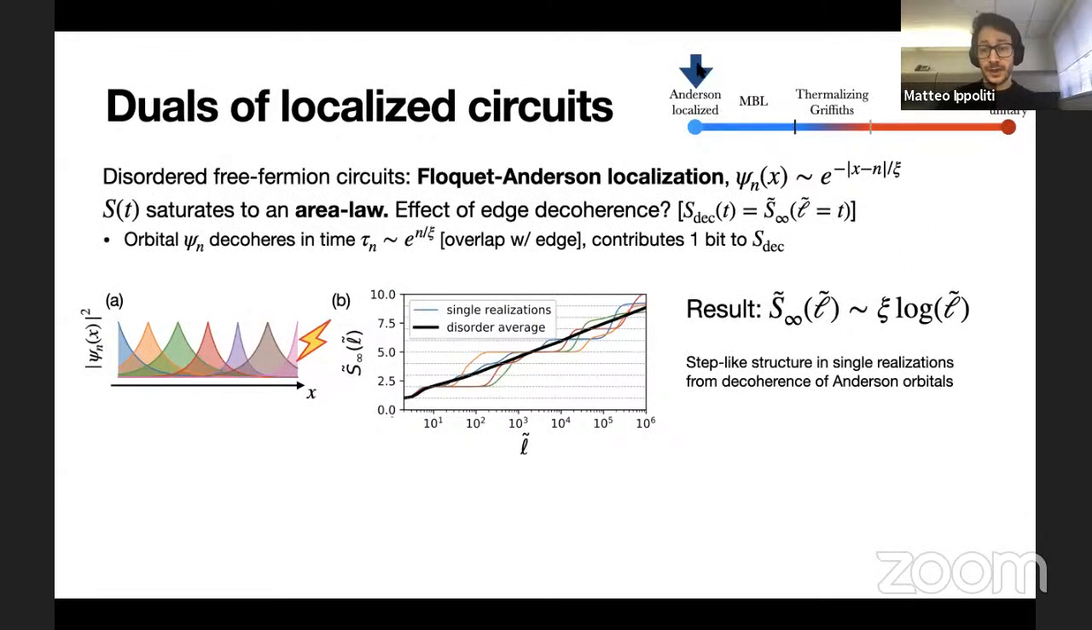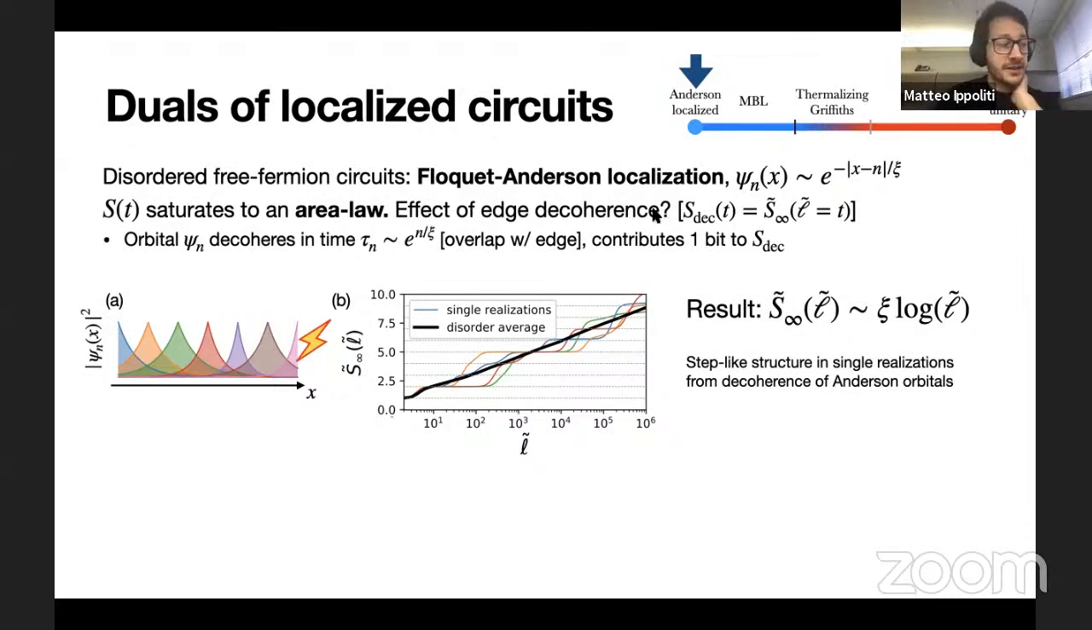Starting from Anderson localization, if you have a circuit that has a free fermion representation and has disorder, you obtain these Floquet-Anderson orbitals, which are just exponentially localized about some site in the chain with some finite localization length psi. And in unitary dynamics, the existence of these orbitals means that your entanglement doesn't grow past a constant, because empty or occupied orbitals do not dephase, and so they never develop any entanglement past some constant that's given by their tails straddling the cut, giving you some finite contribution.